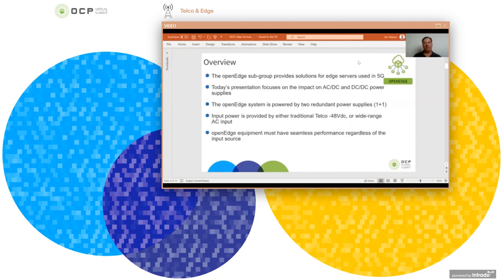A quick overview of today's presentation is the openEdge subgroup. If you're not familiar with it, they provide solutions for edge servers used in 5G networks. So today's presentation isn't so much on overall 5G, it's more focused on the impact of the AC to DC and DC to DC inputs to the system.